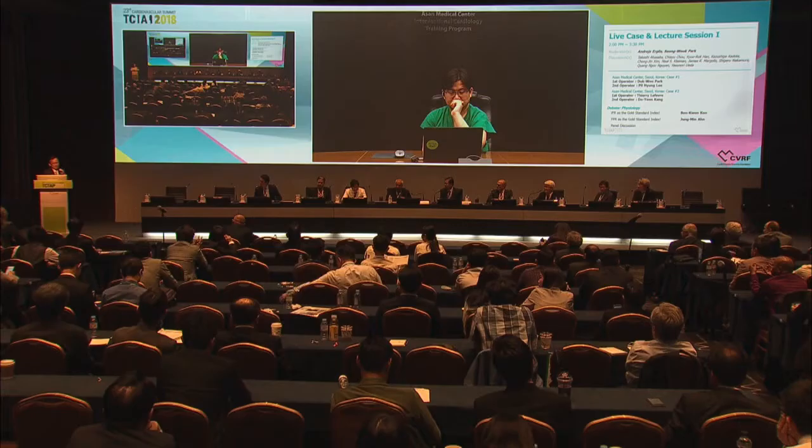I personally think that it's each operator's preference. My preference is to use both. All the time I measure both and I integrate both information.